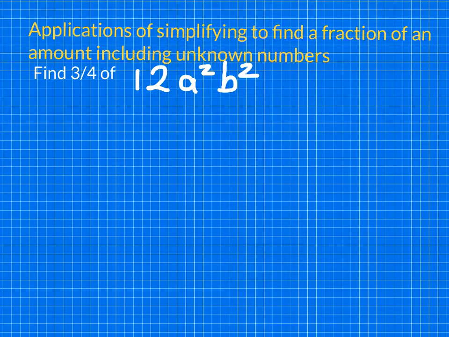In this example, we're going to use the skills we have of simplifying in order to find the fraction of a quantity or an amount, but this time we don't know some of the values, so we've got letters to represent those numbers. So find 3/4 of 12 a squared b squared. 3/4, remember that funny little way of writing 3/4 needs to be rewritten properly with a horizontal line. And of means times. 3/4 of 12 a squared b squared, and that's over 1. It's not over anything, so it's over 1.